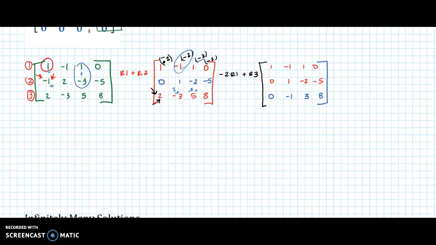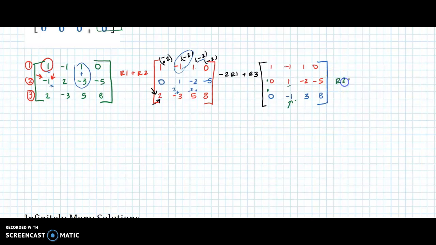I want this -1 to become a 0. To make that -1 become a 0, there's a lot of different ways I could do it, but since the row right above it has a 0 and a 0, if I work on those two, I can get another 0 to happen. And since this is +1 and -1, if I add them, I'm going to cancel them out.